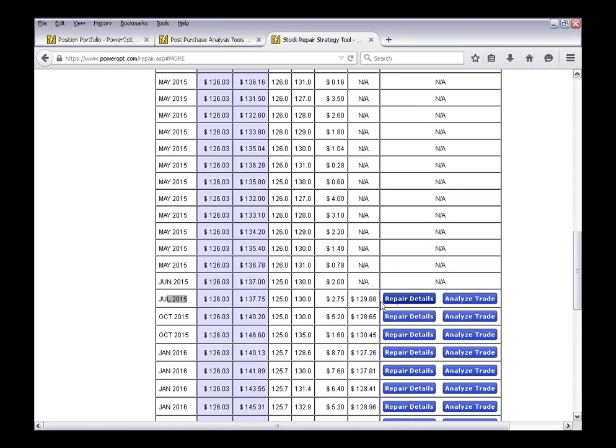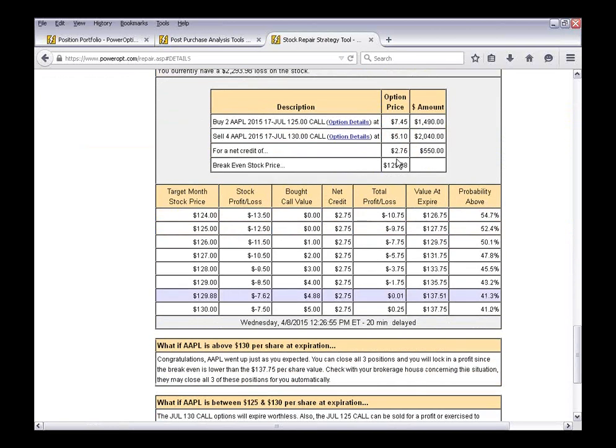We have to go out to July to find a good one, but our new break even is only at 129.88. So again, we'll take a look at the repair details, get the broad overview. So we could buy one July 125 call for 745. Sell 2 July 130 calls at 510. So again, we take in a $550 credit right now, and if our stock was trading at 129.88 at July expiration, we keep that net credit, the 275 per share, 550.